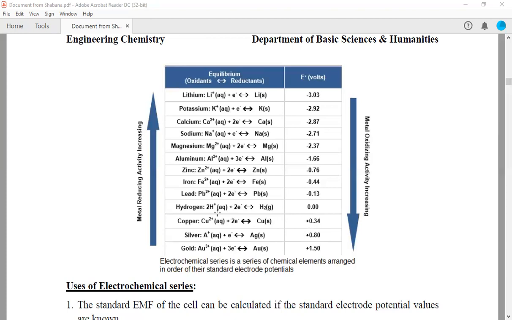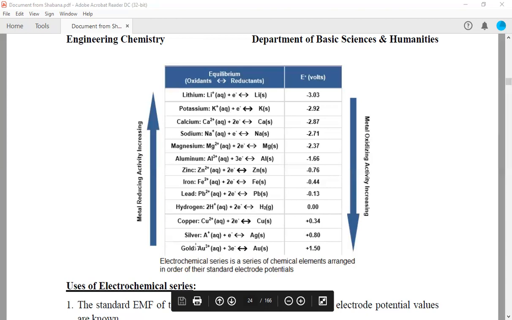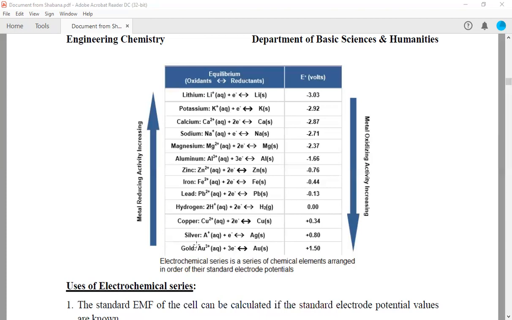The metal above hydrogen in the series can be easily oxidized, hence they undergo corrosion easily. Whereas the metal which is present below hydrogen can be reduced, and hence these metals are protected against corrosion, because they undergo reduction and they are resistant to corrosion.